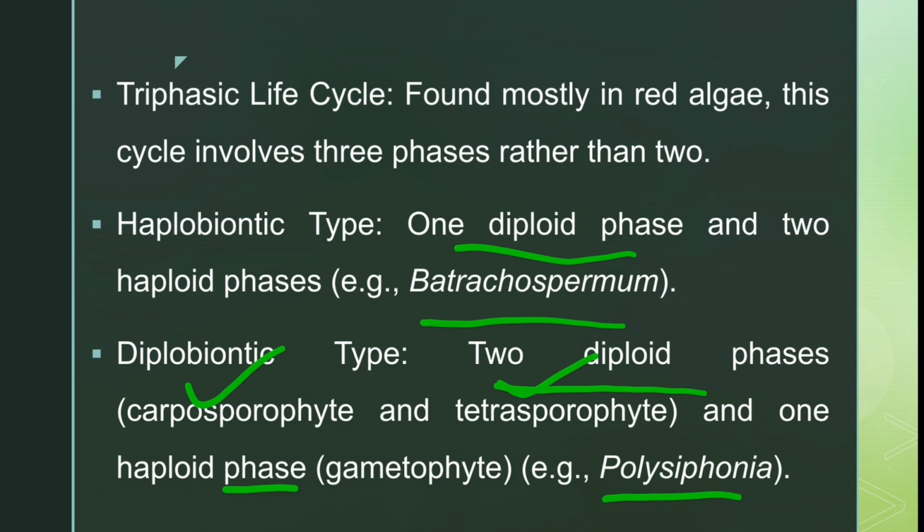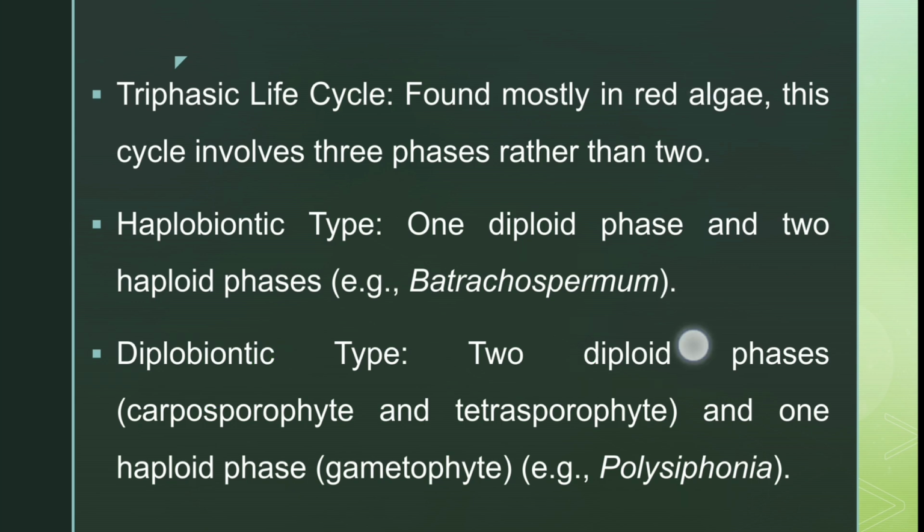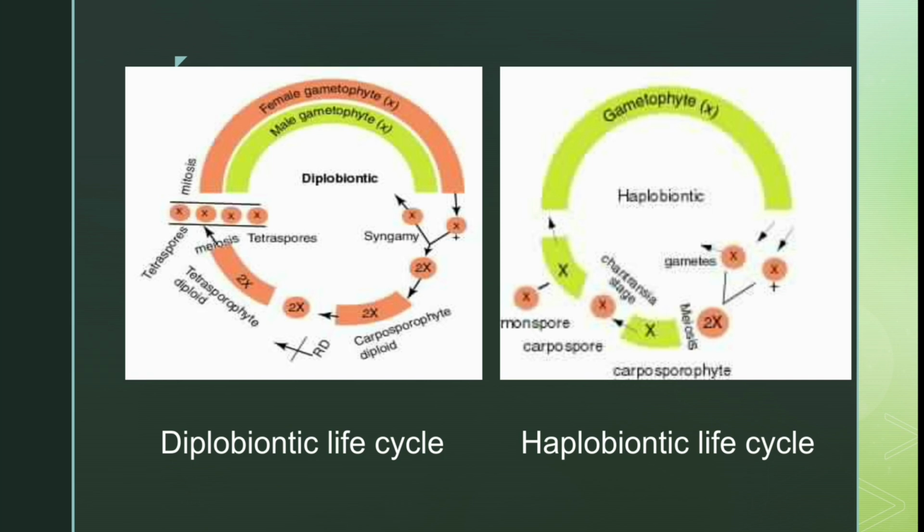In case of haplobiontic, 1 diploid phase is there and 2 haploid phases are there, for example Batrachospermum. Another one is diplobiontic, where 2 diploid phases are present, called the carposporophyte and the tetrasporophyte, and 1 haploid phase is present. This diplobiontic life cycle is present in Polysiphonia. So this is the diagrammatic representation of diplobiontic and haplobiontic life cycle.